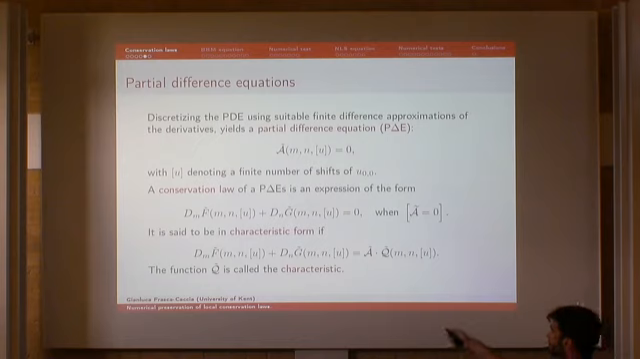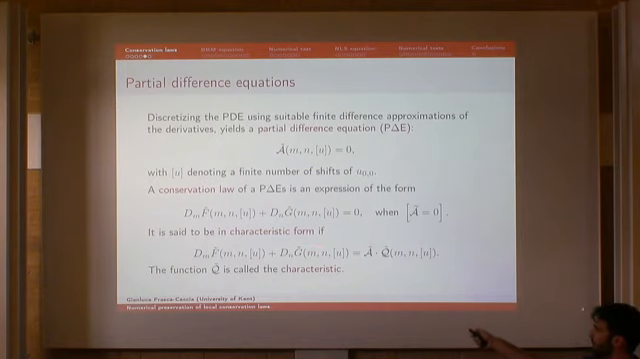And when they are in this form, you can always write them in this form, as in the continuous case. You say that your conservation law is in characteristic form, and this function here is called the characteristic. So everything is really parallel to what you've seen in the continuous setting.